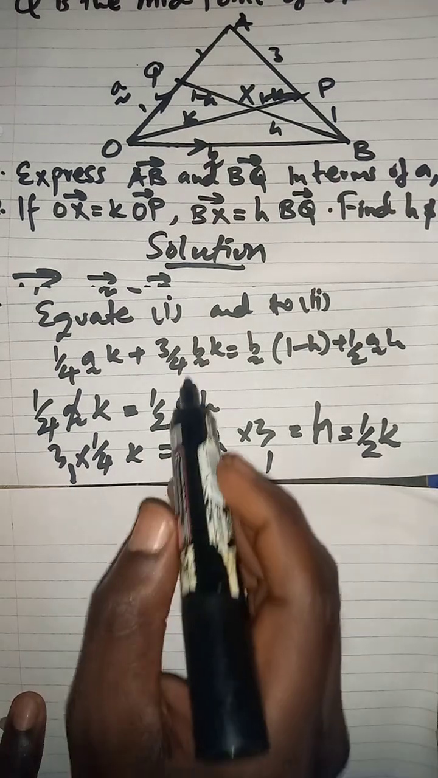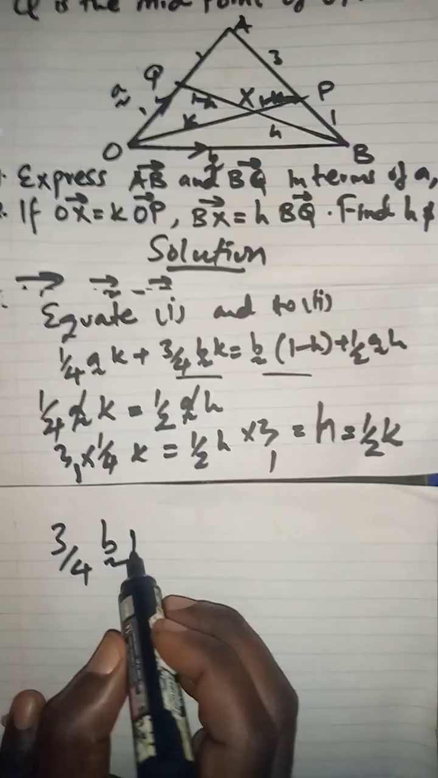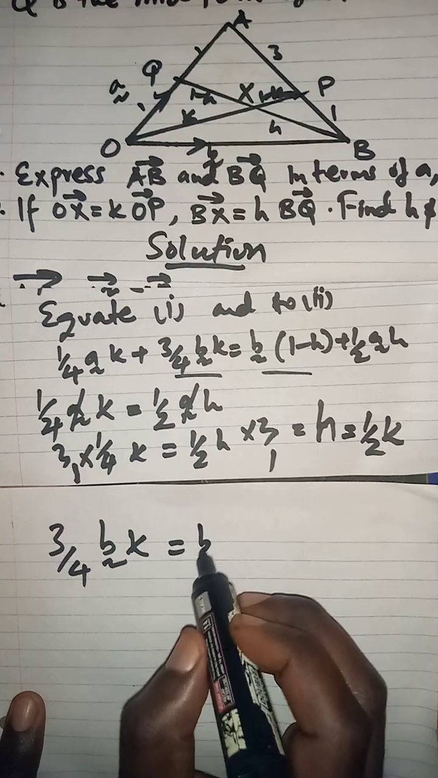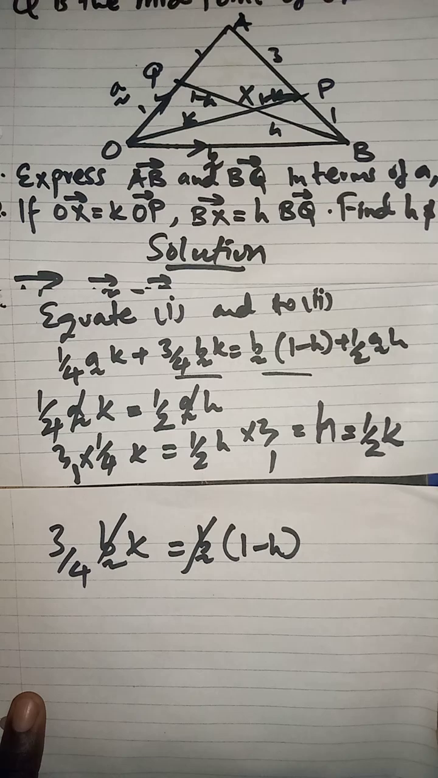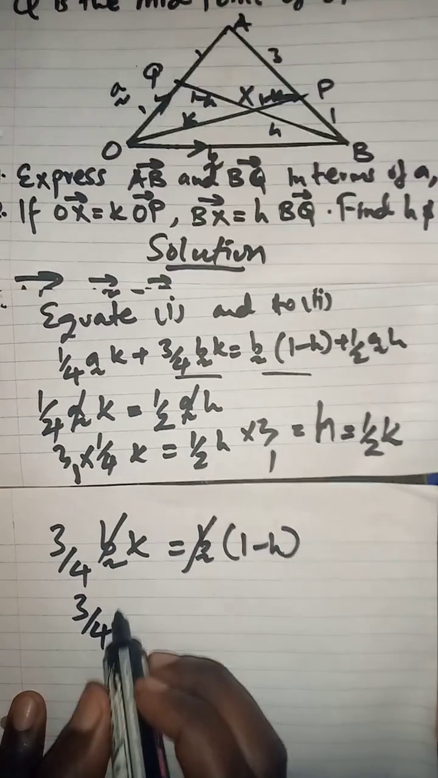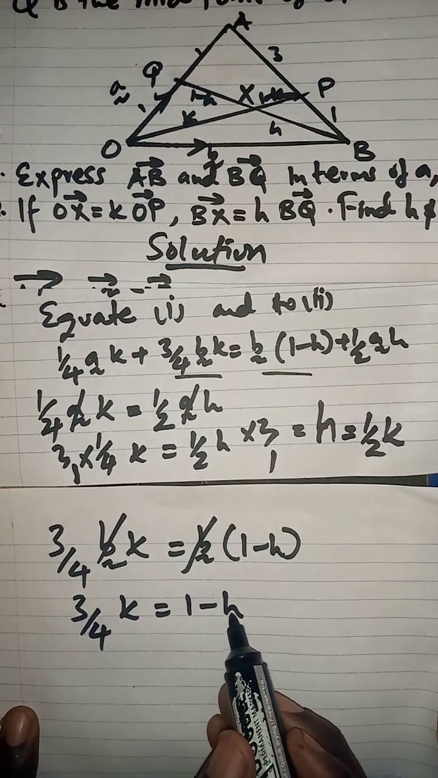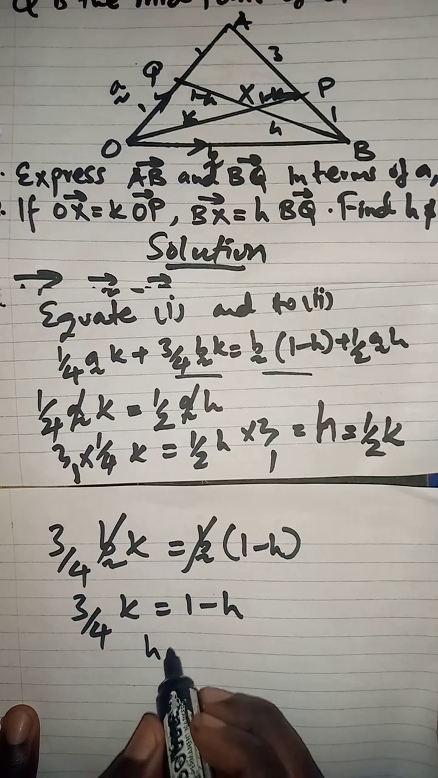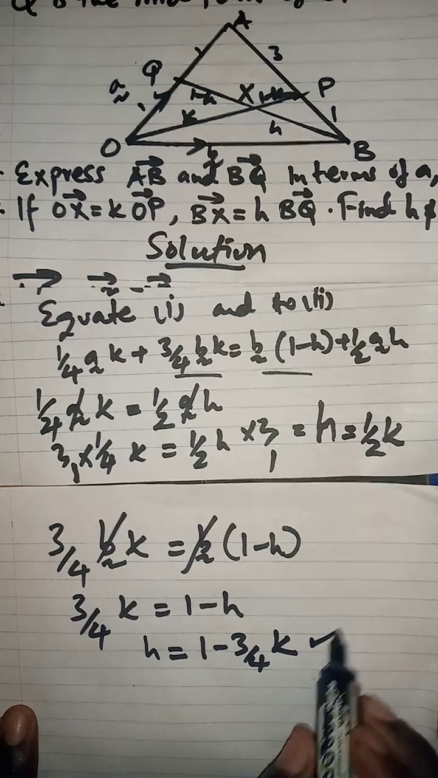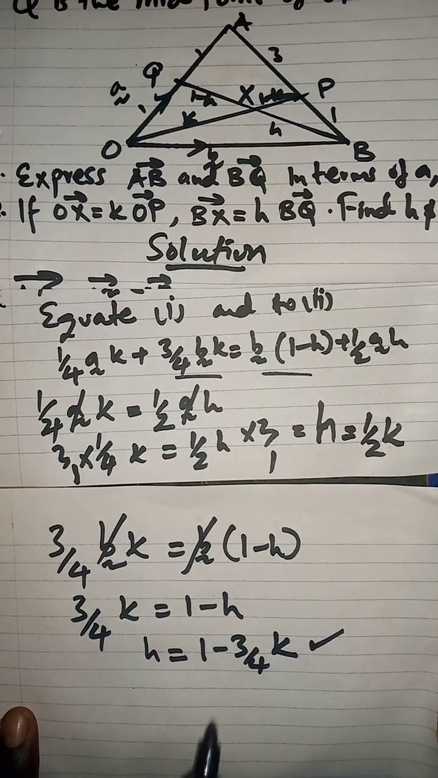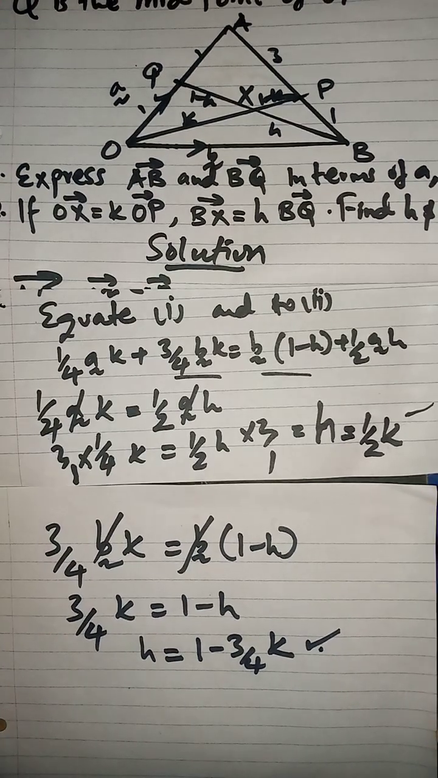While equating vector B, I'm going to take this and that so that I have 3 over 4 vector BK is equals to B in bracket 1 minus H. And then I'm going to cancel the vectors B so that I have 3 over 4K is equals to 1 minus H. I'm going to let H to be on one side so that I have H becomes 1 minus 3 over 4K. So it is clearly able to see that H is equals to this and H is equals to this, meaning they are equal.